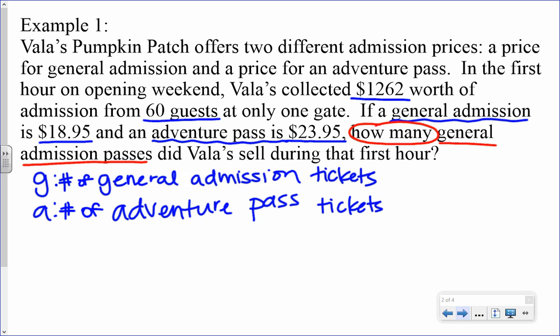Okay, now we need to set up our equations, okay? So we have two variables. You need to at least have how many equations? 2, in order to be able to solve, okay? So one equation is going to be based on our 60 guests, okay? What needs to add together to be 60? G. Maverick. G plus S. Okay, the number of tickets for general admission plus the number of adventure passes needs to equal our 60 guests.